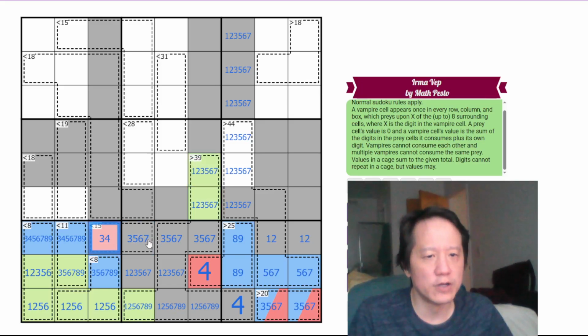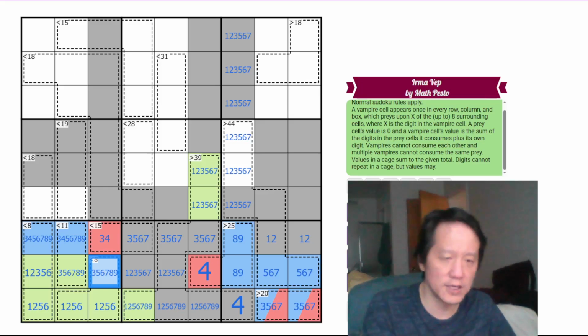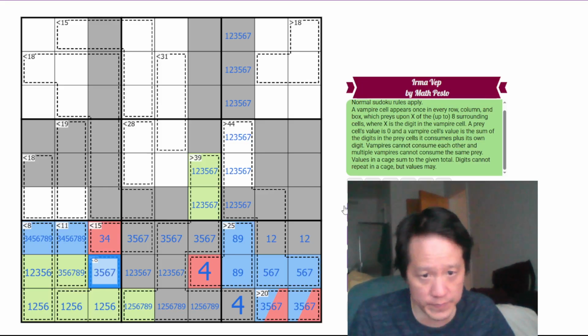These are not prey. If this was a 9, it's prey. It's prey of this vampire. So this would be 12 at minimum, or actually 4 and 3 at minimum for this value. So that would be 4 and 3 is 7 plus 9 is 16. So this cannot be 9. This cannot be 8 either.